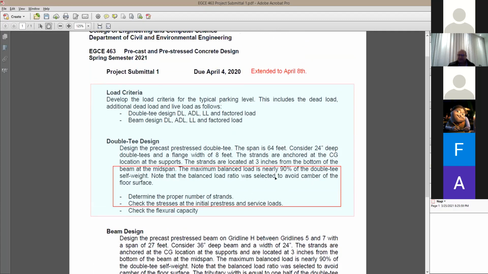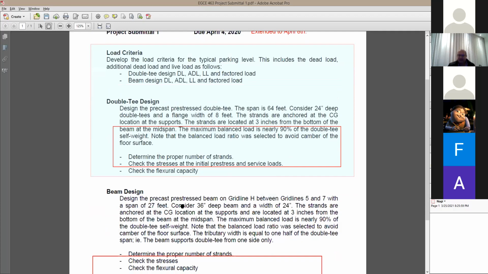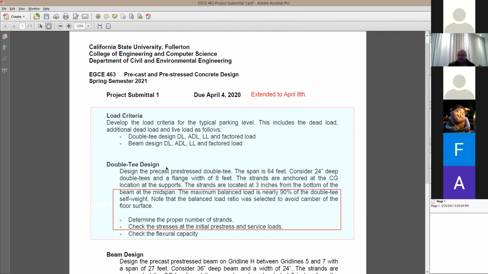So I'm going to do these two sections for April 8th, and this gave you the following beam design. So you just do the double T, and that's it. And just in case we can finish it, we can, and if we cannot, we can do it later. The second part, the beam design.